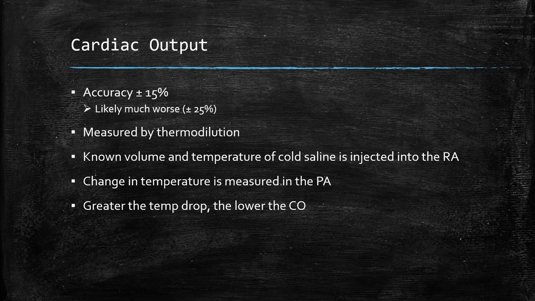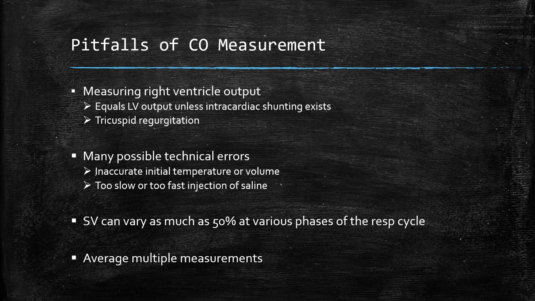A known volume and temperature of cold saline is injected into the right atrium, and a change in temperature is measured in the pulmonary artery. The basic idea is that the greater the temperature drop, the lower the cardiac output. There are many ways for the cardiac output measurement to be inaccurate. The pulmonary artery catheter measures right ventricular output, and so patients with tricuspid regurgitation will have inaccurate measurements. Tricuspid regurgitation is actually quite common in the general population and may be as high as 70% in elderly patients.